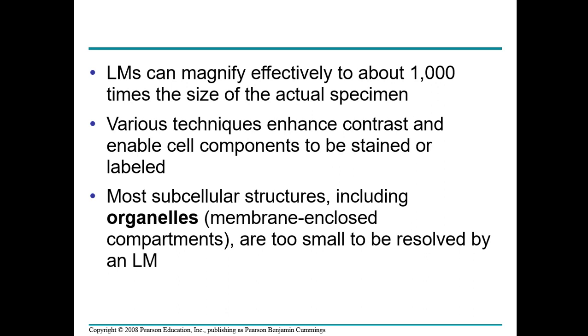Okay? Most subcellular structures, ito na yung sa eukaryotic na sinasabi ko, or yung mga sa loob ng cells. Ano ba yung structure sa loob ng cell? Including organelles. Pag sinabi kasi natin na organelles, it's a membrane enclosed compartment. Pwede nating tawagin na yung mitochondrion, it's an organelle, nucleus, it's an organelle. Kasi they are membrane enclosed. They are separated from other organelles using a membrane. They are too small to be resolved by a light microscope.